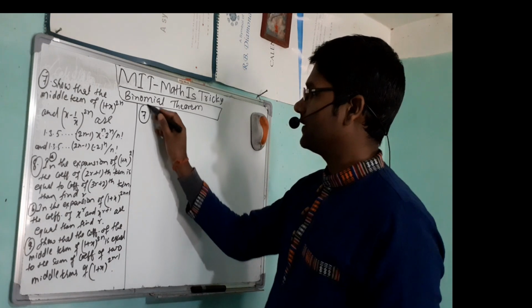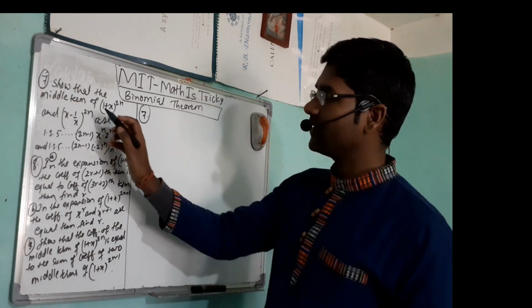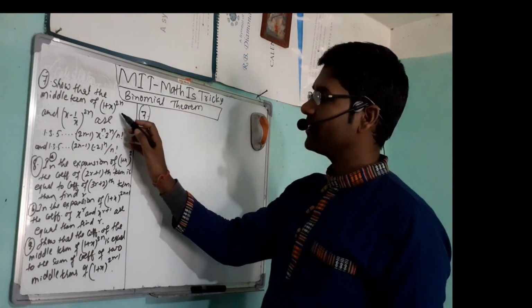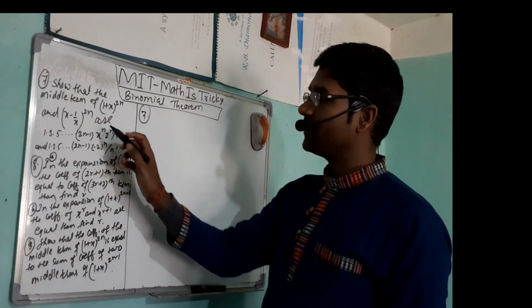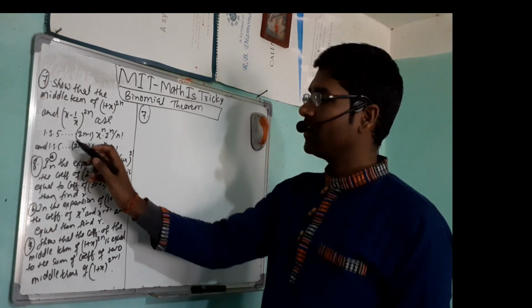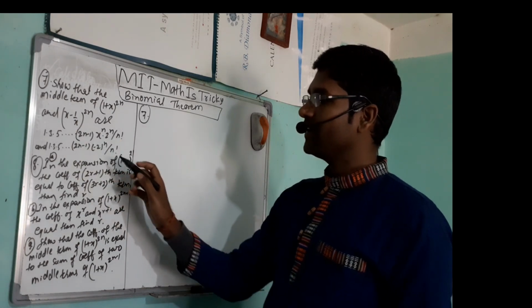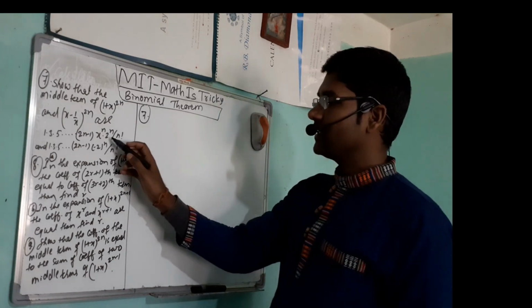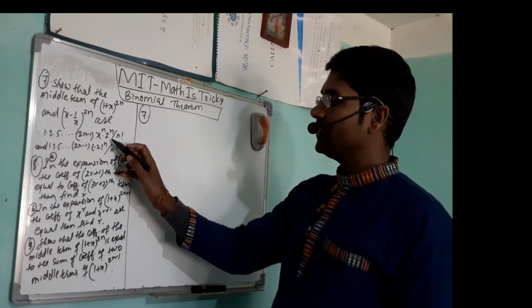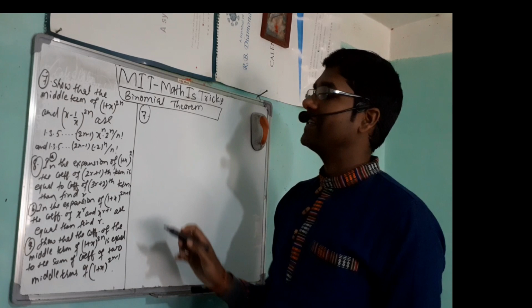Question number 7, and it is here. Show that the middle term of (1 + x)^(2n) and (x - 1/x)^(2n) is 1 into 3 into 5 into ... into (2n - 1) into x^n into 2^n, whole divided by n factorial.